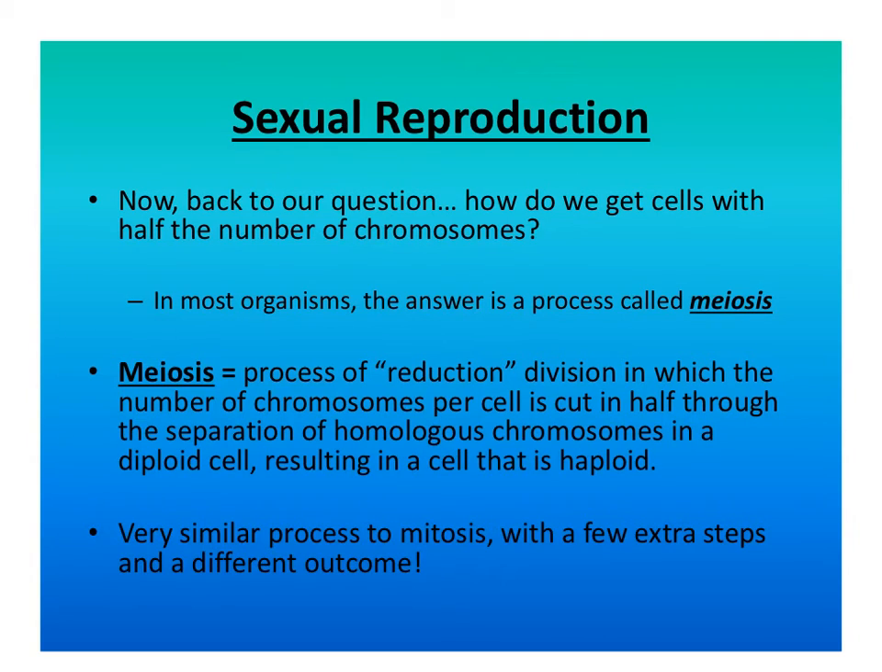So in most organisms, the way that we form a haploid cell from a diploid cell is meiosis. So your book defines meiosis like it says right here. Meiosis is a process of reduction division, meaning where we're going to reduce the number of chromosomes, in which the number of chromosomes is cut in half, right, through the separation of homologous chromosomes in a diploid cell, resulting in a cell that is haploid. Now this is a lot like mitosis. It just has a few extra steps and a couple different outcomes.